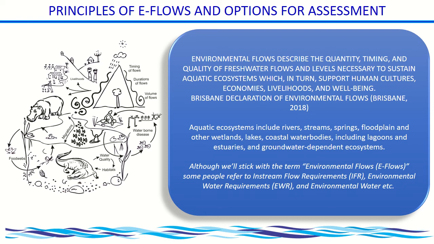So when we refer to aquatic ecosystems in the context of environmental flows, it refers to rivers, streams, springs, floodplains, wetlands, lakes, coastal water bodies, lagoons, estuaries, and groundwater dependent ecosystems. These are all inland water resources, inland aquatic ecosystems. And again, just to emphasize that although we refer to environmental flows here, you have often heard me refer to in-stream flow requirements and ecological water requirements, which is the language of the National Water Act. The National Water Act does refer to these different components.